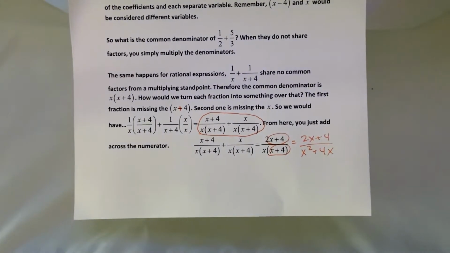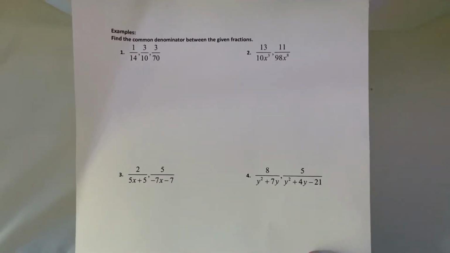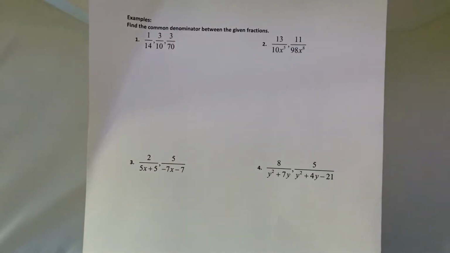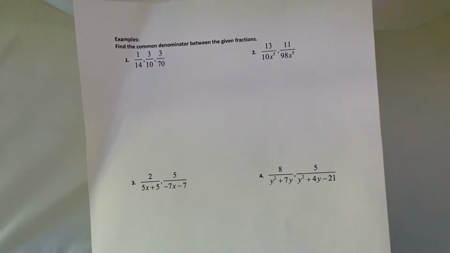Okay, so let's look at some problems and see what we can do. At first, we're just going to practice by finding the common denominator before we do anything. So the common denominator between 14, 10, and 70.